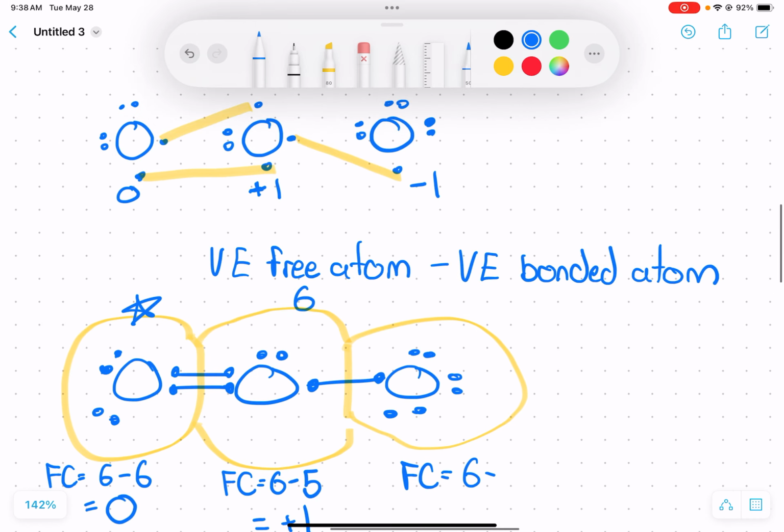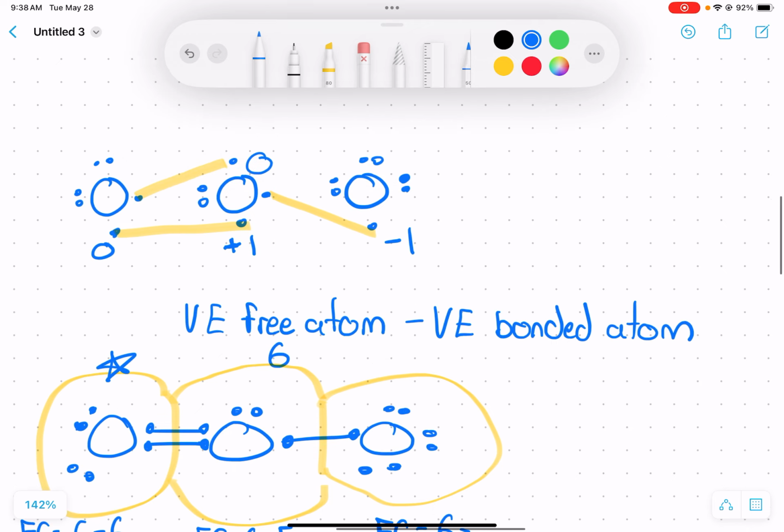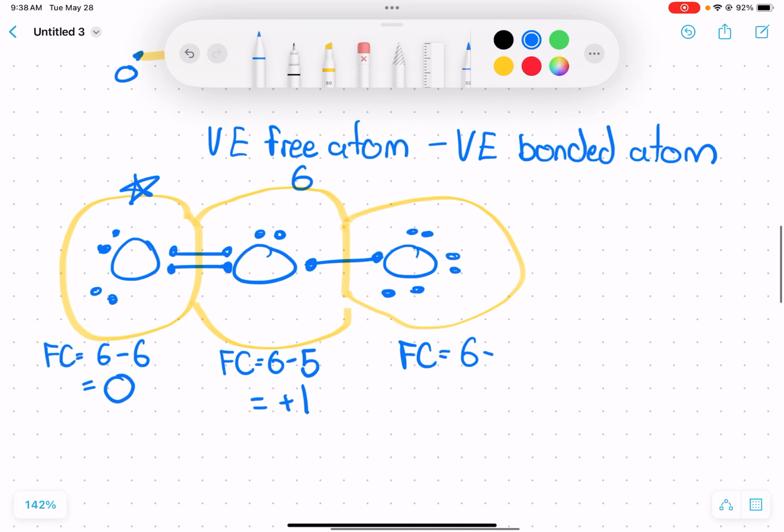Why did that happen? Because we actually moved one of its electrons over to this atom. So it lost an electron, and the charge is going to be positive 1 if it lost an electron, because electrons are negatively charged. And then finally on this one over here, 1, 2, 3, 4, 5, 6, 7. So that formal charge is -1.